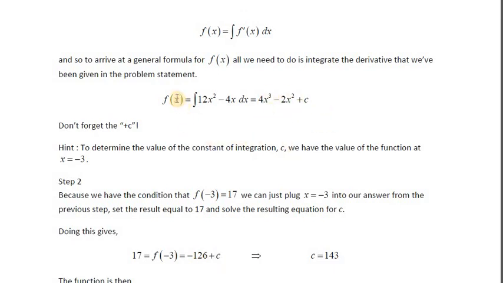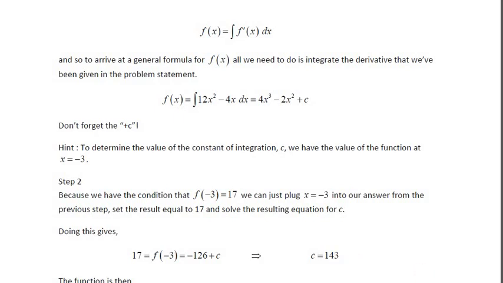And if we put minus 3 here, definitely f of minus 3, which is already given as 17. So in place of this we can write 17 here, when we put x equal to minus 3, and we get this result. So this is a simple linear equation. This gives us c is equal to 143.